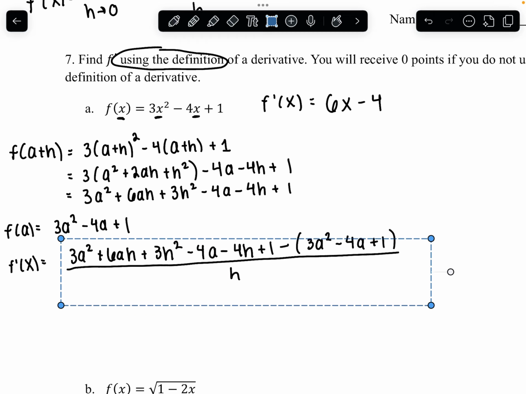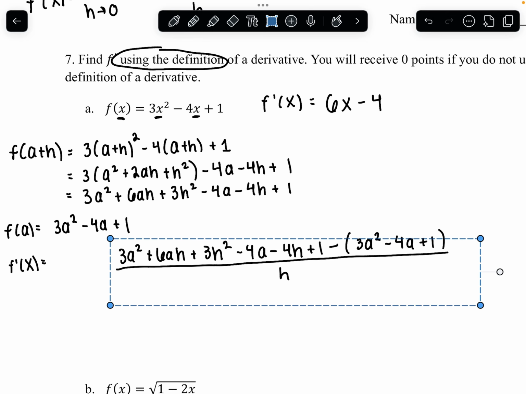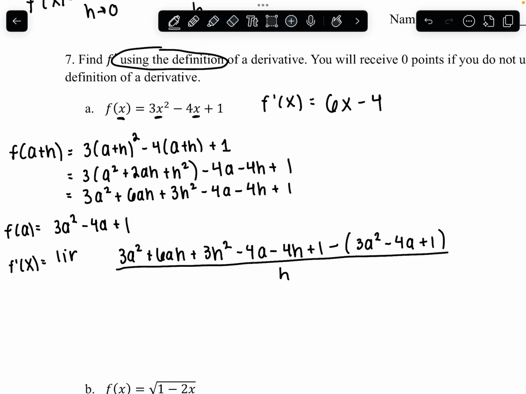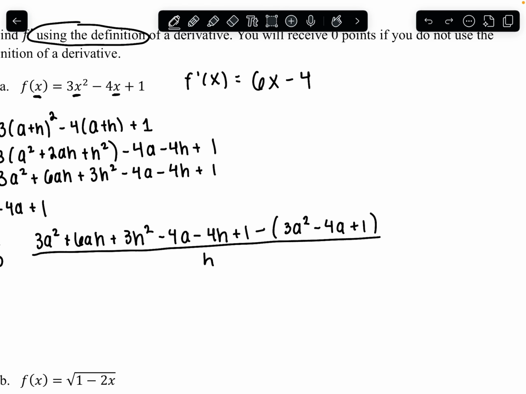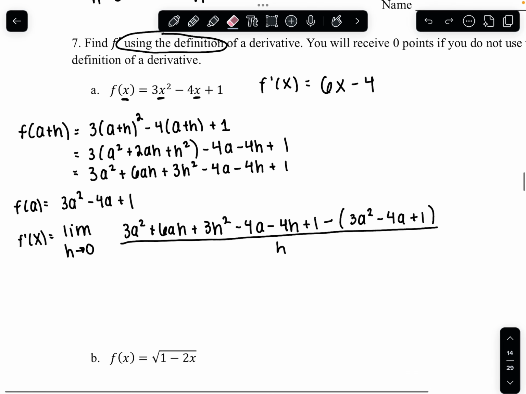Let's also recall that this is a limit, thank you, as h approaches 0. All this really means is that we're going to simplify this down until we can cancel this h, and then we'll plug 0 in for h at the very end, okay? So let's distribute that negative. So when we do that, this will become negative, this becomes positive, this becomes negative.